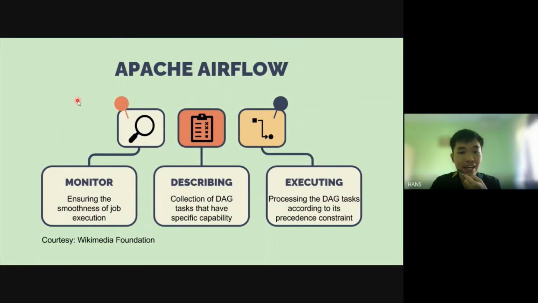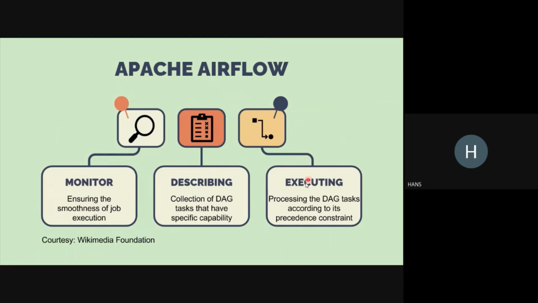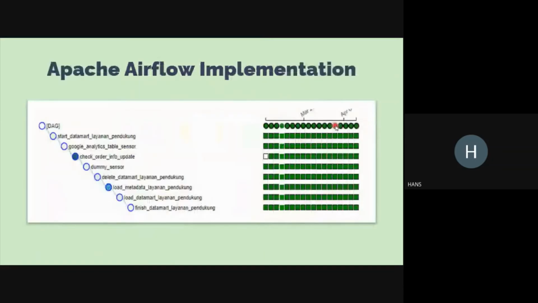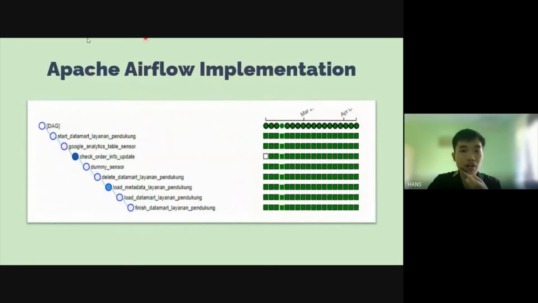And as an executing tool, Apache Airflow can be used to process the DAG tasks, considering their precedence constraints one to the other. In the next slide, I will simply introduce the real implementation of Apache Airflow. Essentially, Apache Airflow is used to manage the workflow, which is known as the DAG task.